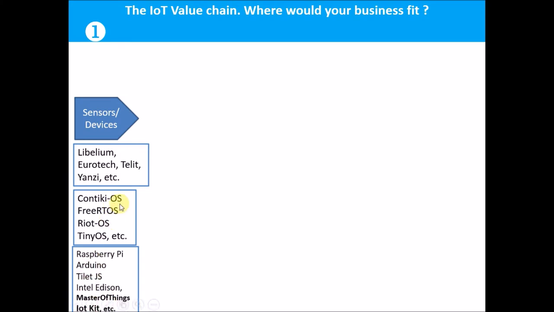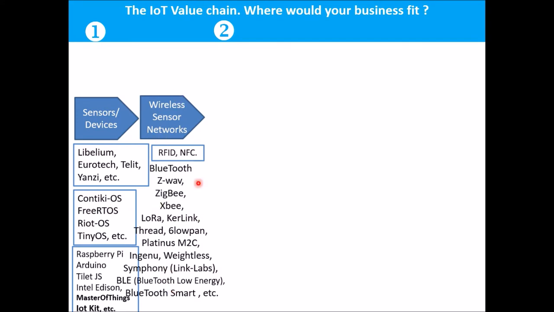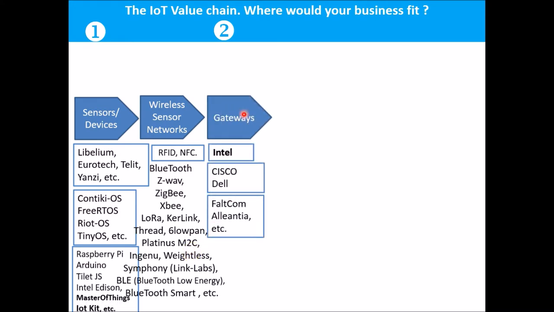Then there is a wireless technology. We briefly mentioned ZigBee and Z-Wave and LoRa, but there are really many alternatives. We will skip that for now. Then the gateway providers, I said, those are the most famous ones. Cisco, I would say, is the most appreciated here in the world of gateways, at least for now.